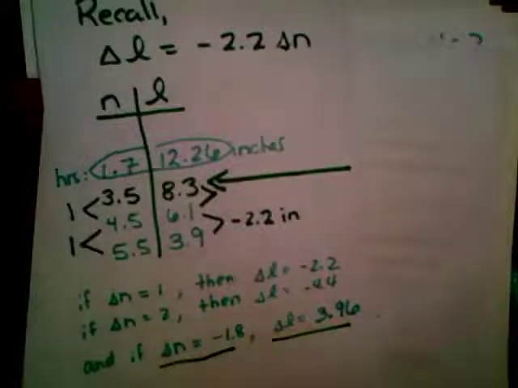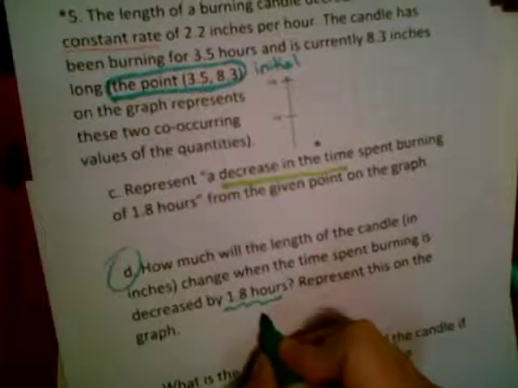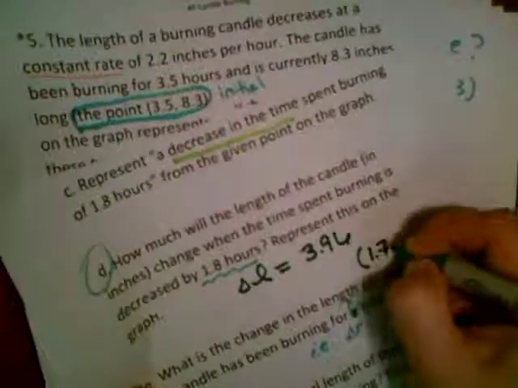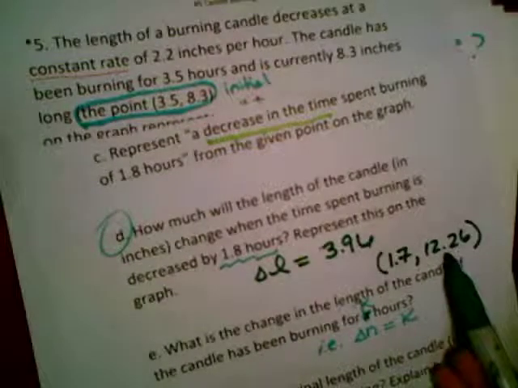Okay, and so then to remind myself, part D, how much will the length of the candle change? We found that out. That was the change. If we decrease the time by 1.8 hours, then there'll be a change in L that's a positive 3.96, and we got a new data point. At the 1.7 hour mark, the candle was 12.26 inches long. When we went back in time, the length of the candle was more.